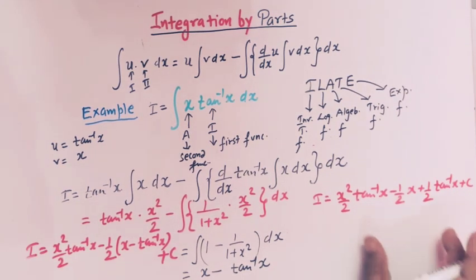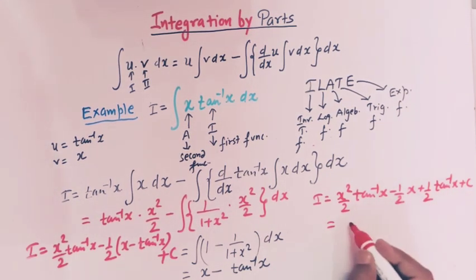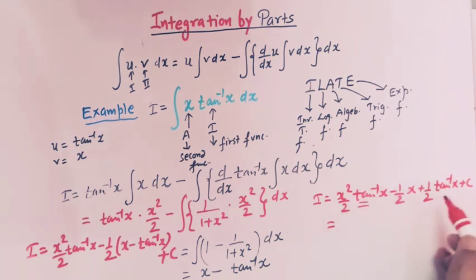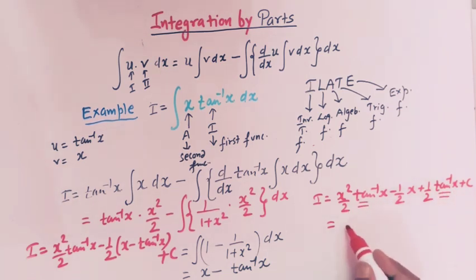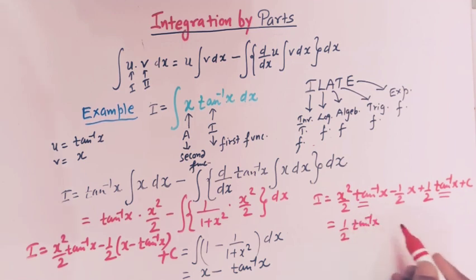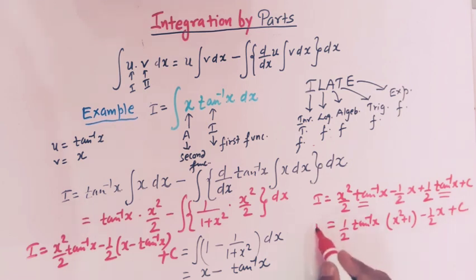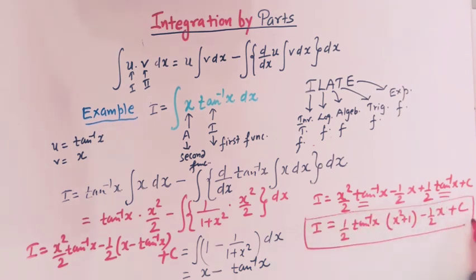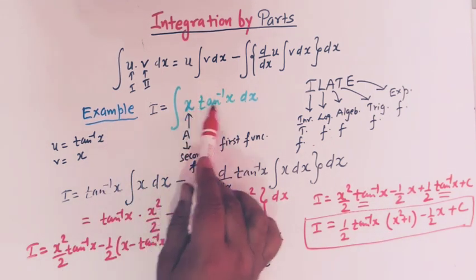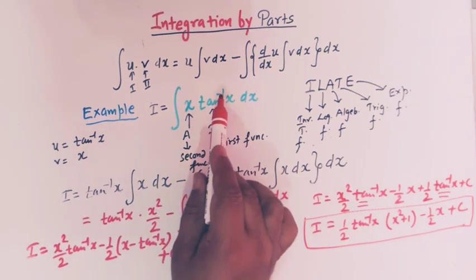Okay, so we can also write it like this, taking tan inverse x and tan inverse x common. So we can take half tan inverse x as common, and we can write here x square plus 1, minus half x plus c. So this is the required integral of this function, right? x multiplied by tan inverse x.